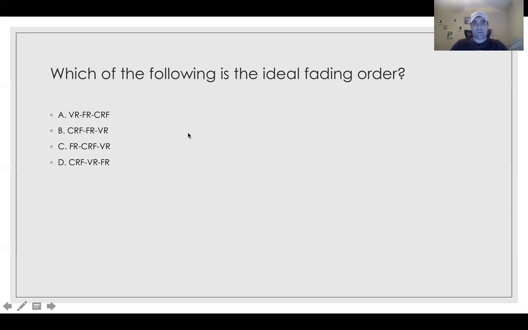So, question is, what is the ideal fading order? Well, ideally, you'd go from a CRF to an FR to a VR. Okay, CRF to teach, FR to strengthen, VR to maintain.